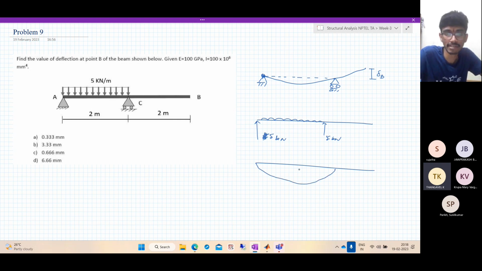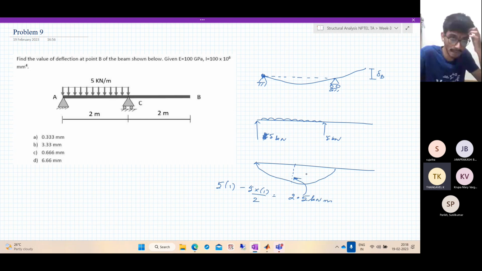So how much is this? 5 into 2 square by 8. So you have 5 acting at 1, minus the effect from this. So we get 5 into 1 acting at half. So it is nothing but 5 by 2, which is 2.5 kilonewton meter. The maximum is 2.5 kilonewton meter.